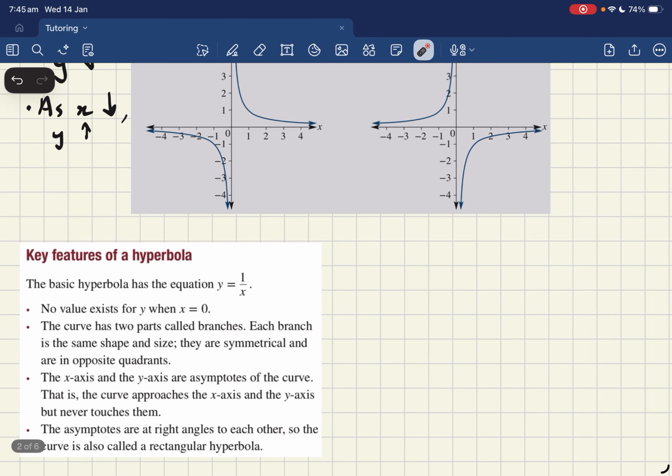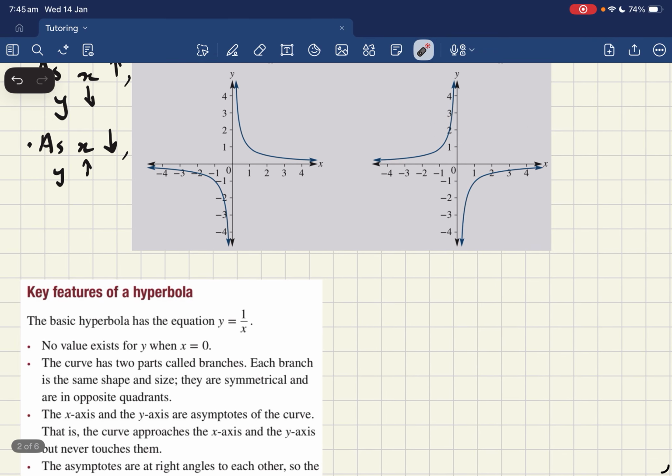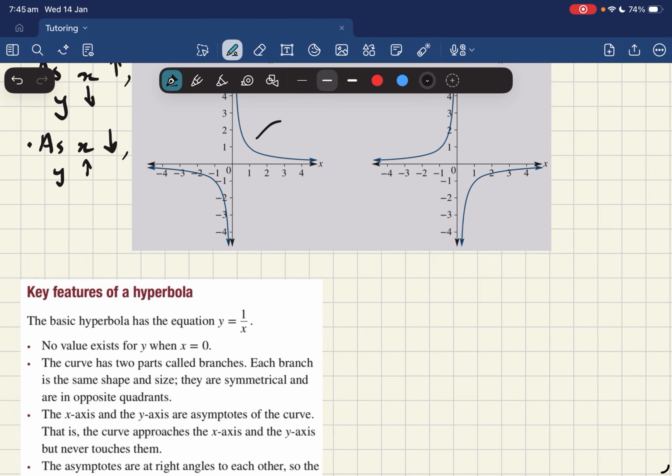Now, looking at that, that is why we have this asymptote here, because as x approaches 0, y gets way, way, way bigger, but it will get closer and closer, but it will never touch this y-axis. That's where we get that second asymptote, because x can never be 0. So this entire section, the graph will not touch. Now, the curve has two parts called branches. So these are what we call our branches.